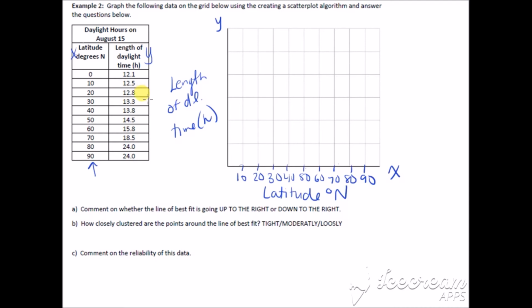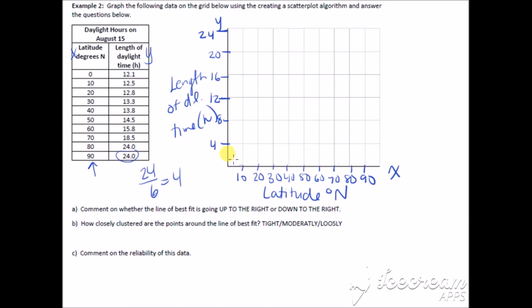Okay, so we have to go from 12 to 24. 1, 2, 3, 4, 5, 6. We have 6 boxes here, and if you think about it, 24 is divisible by 6. So 4, 8, 12, 16, 20, 24, because we're taking the biggest number here and dividing it by how many boxes we have, which is 4. Now, let's actually graph.